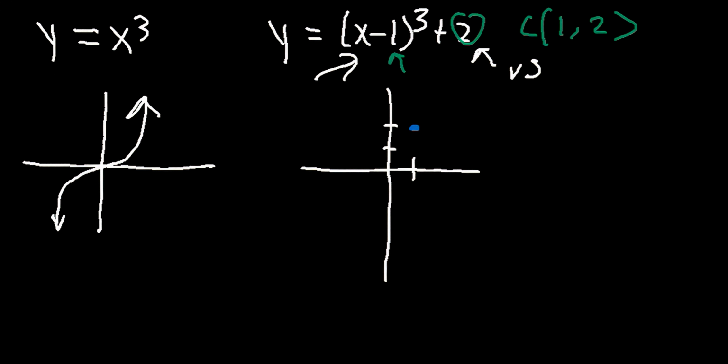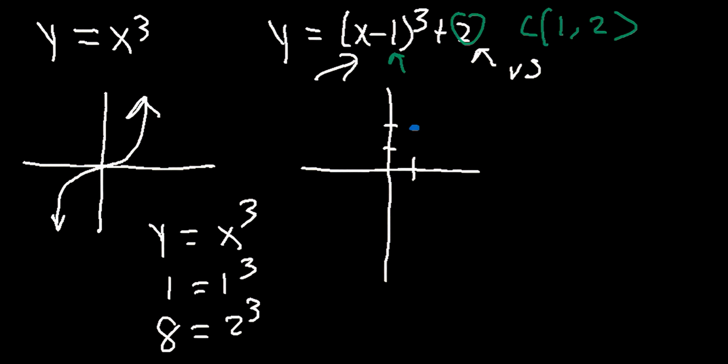Now we can draw a rough sketch if we want, but let's actually get points and make this graph more accurate. So our parent function is y equals x cubed. 1 to the third is 1. 2 to the third is 8.